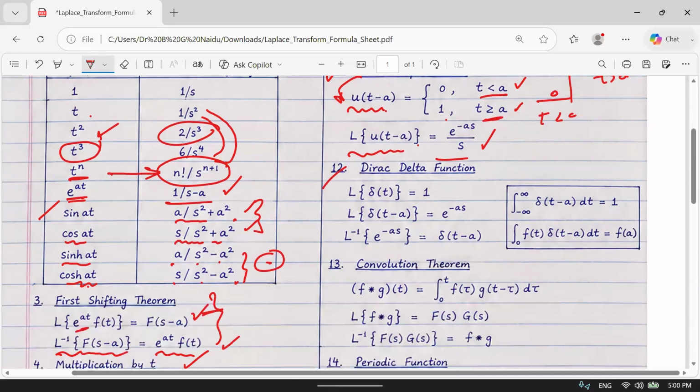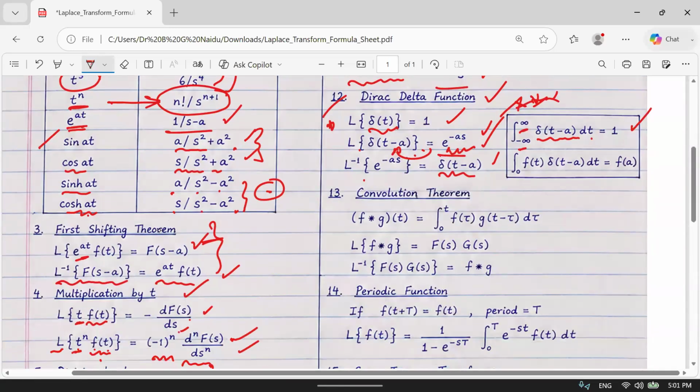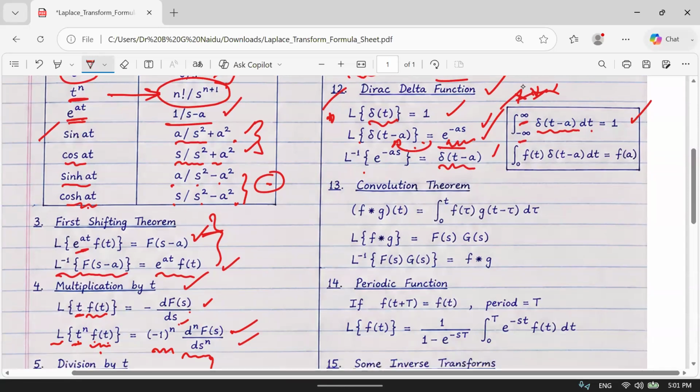And there is an important property called the Dirac delta function. The Laplace transform of a Dirac delta function is 1. This is also important. And the Laplace transform of Dirac delta of t minus a can be written as e to the power minus as. So the inverse Laplace transformation of e to the power minus as gives Dirac delta of t minus a. This is also an important property, which I have shown in the box: the integration from minus infinity to plus infinity of Dirac delta t minus a dt equals 1.